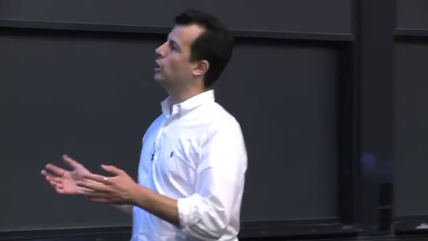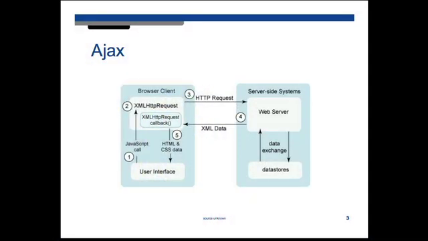So Ajax more properly flows as follows. On the left and the right-hand side here, we have a client and a server, respectively. And we have 5 different steps that describe how Ajax itself works.